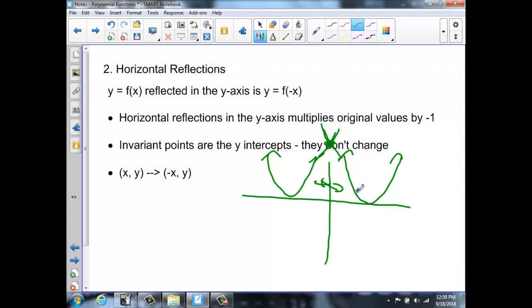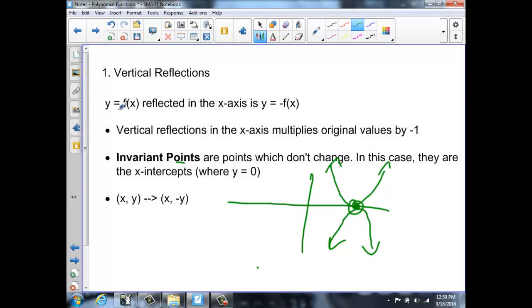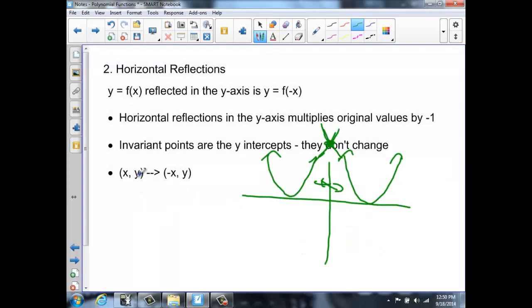For the vertical ones, can they have 2 invariant points then? Sure, you can actually have a couple of invariant points. It depends on the type of function. So one last note here. What happens in this one is your x value stays the same, and whatever your y value becomes, it becomes negative that. So that's flipping head over heels. Whereas horizontally, what happens is your y value stays the same, and the x value becomes negative.